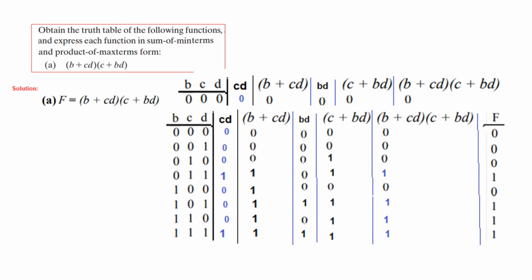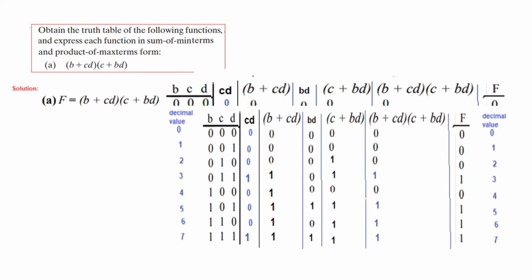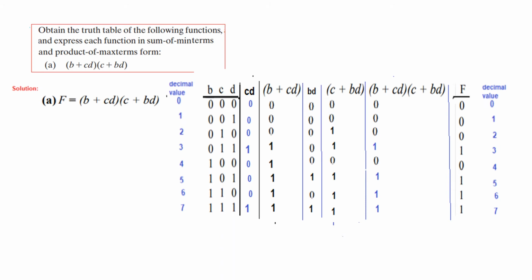Now to conclude, what we'll do, we'll just write this in terms of a function f. So the same thing repeated here. And to write the value in terms of a min term and max term, I prefer to write the decimal value of these rows. So this row has a decimal value of 0. This row has a decimal value of 1. This has a 2 and up to 7.